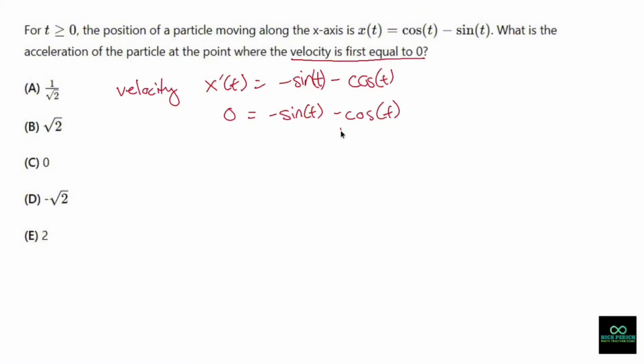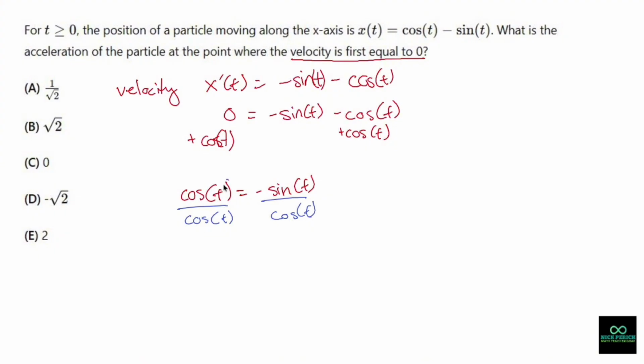Let's add cosine to both sides, so plus cos t, and we have cos t equals negative sine t. Let's divide both sides by cosine t to make it a tangent. So cosine t divided by cosine t becomes 1, equal to negative tangent t, which means tangent t is negative 1.